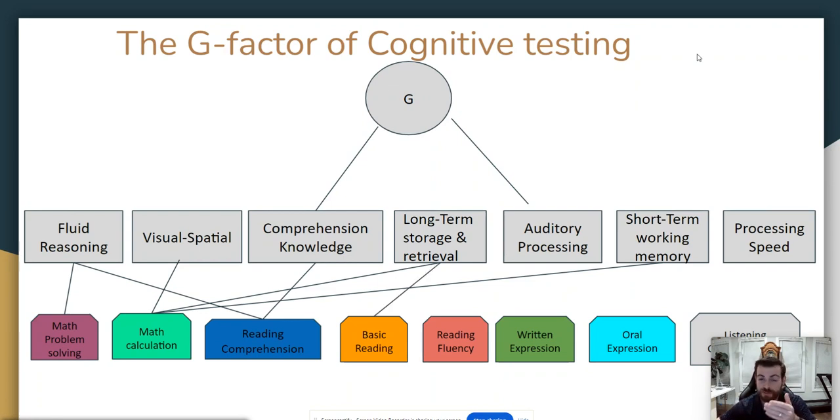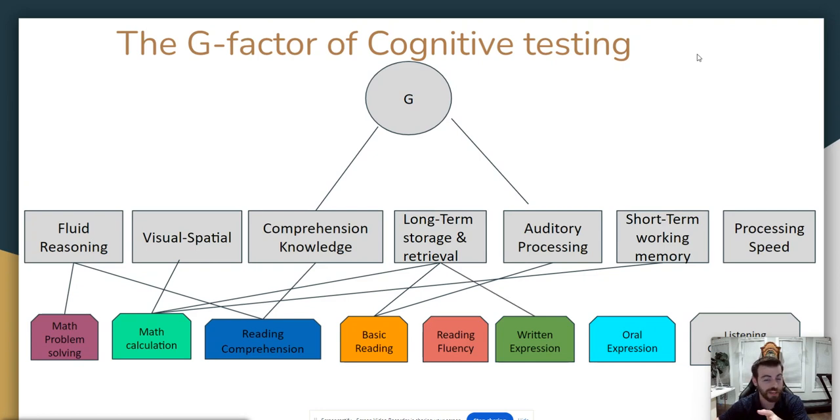Long-term storage and retrieval, again, that's another important one. It has to do with things such as basic reading. Like I said earlier, if you can't take that information that you've learned about what each sound makes, then you can't use that later on to decode and so on and so forth. Auditory processing, if you can't break apart words and put words back together, if you struggle with processing words and the sounds they make, you may also struggle with basic reading.